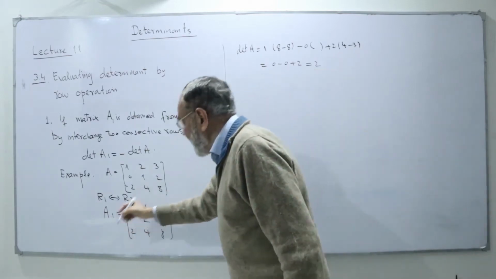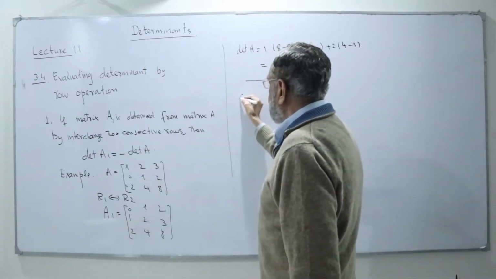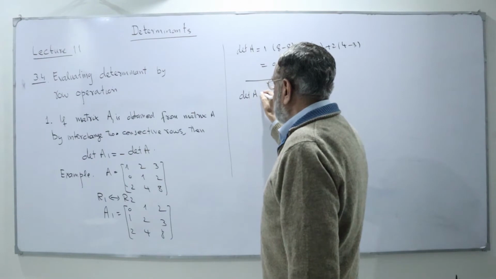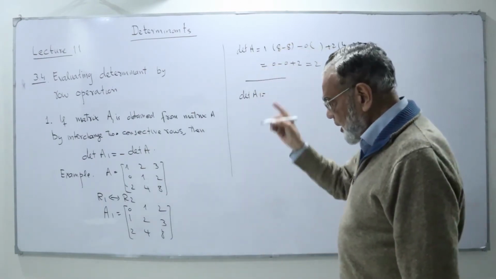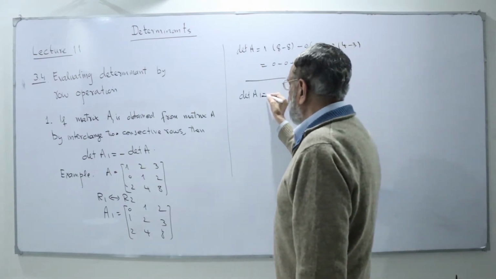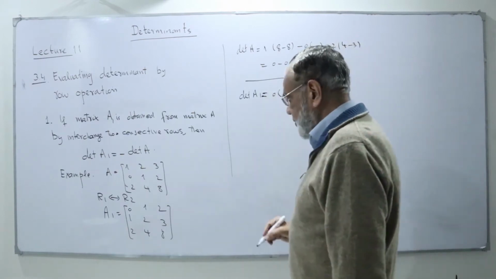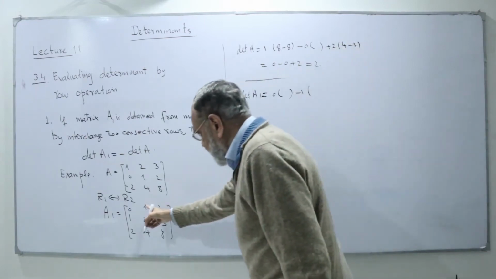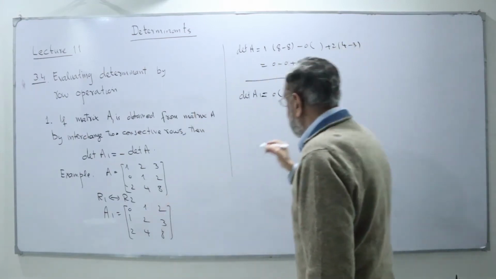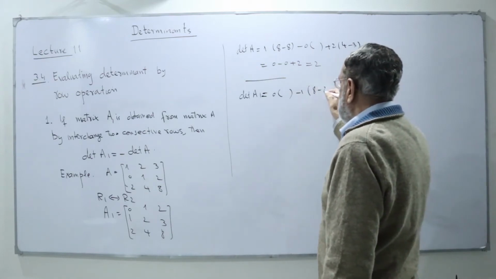I find determinant of matrix A1. So determinant of matrix A1, which we find by interchanging 2 rows R1 and R2. Again from the first column, we're having 0 into cofactor, that means 0. Then we have minus 1 into the cofactor of minus 1 is, this here is 8 and this here is minus 8. 8 and minus 8.